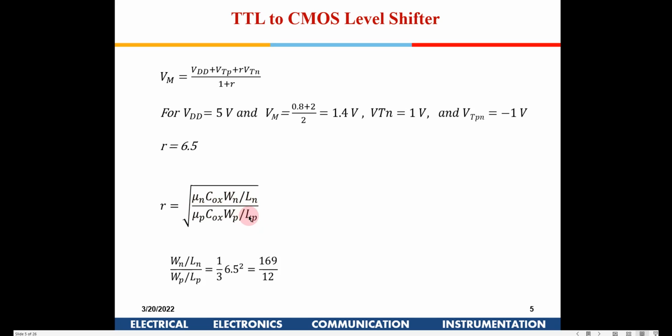Okay. Cox is generally the same for all technologies, for the PMOS and NMOS, so they get cancelled, right? And the mobility of the electrons is generally 3 times the mobility of holes. So I put that in, and then for R you remove the square root by taking R square, and you will find Wn by Wp. If the lengths are the same, it has to be 169 by 12. That means the ratio of NMOS to PMOS width has to be 169 by 12, right? That means the NMOS has to be very much larger compared to the PMOS. Okay, that is understood, right?